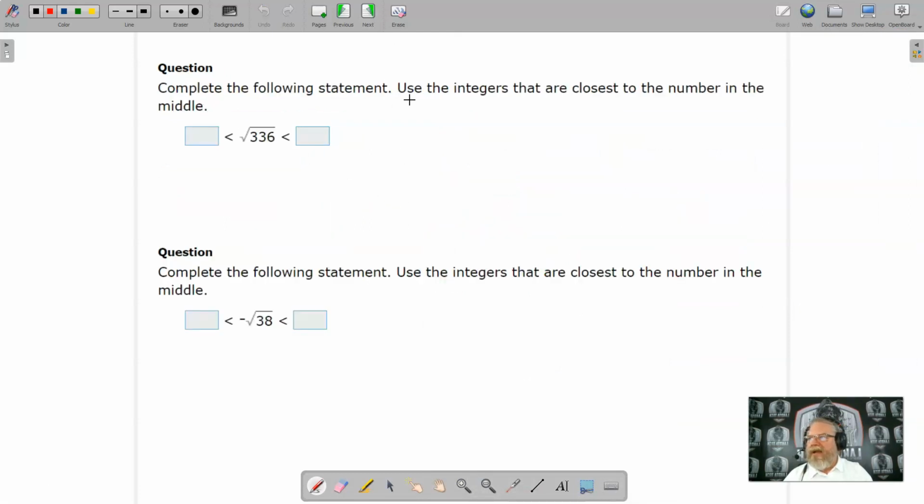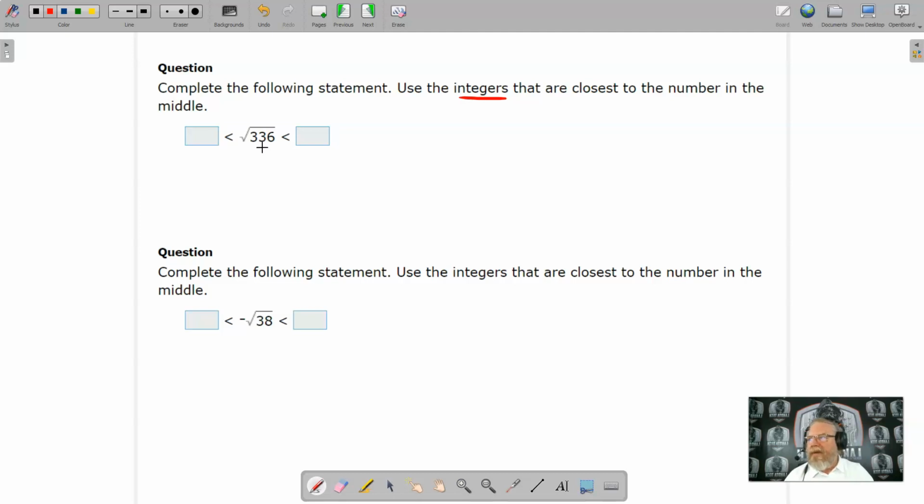Well, the next one, complete the following statement. Use integers that are closest to the number in the middle. So we have to use integers as our answer. So those are the numbers going to go in there. So start considering your perfect squares on that, if you go back to your table of perfect squares.